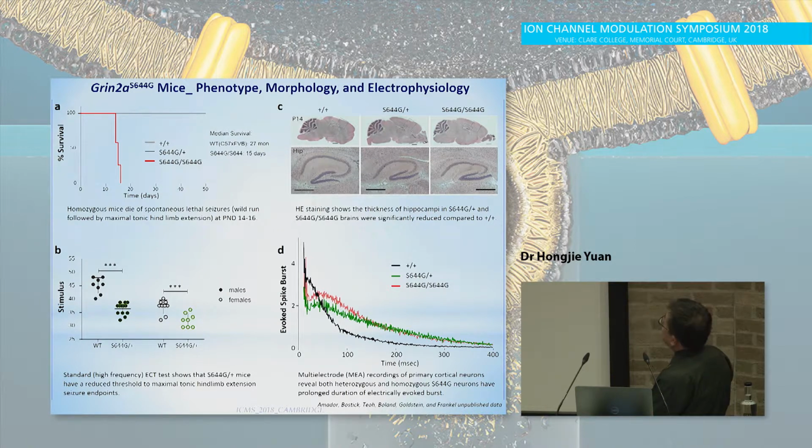H&E staining showed the reduced thickness of the hippocampus in both homozygous and heterozygous mice. And also the multi-electrode recordings on the cultured cortical neurons showed prolonged duration of the electrically evoked burst for both homozygous and heterozygous mice.